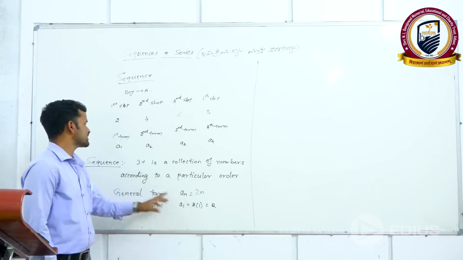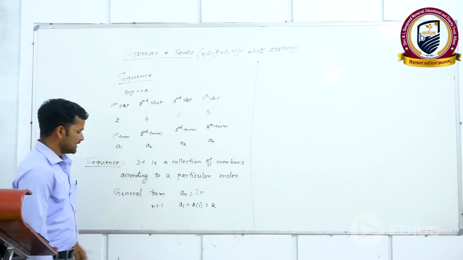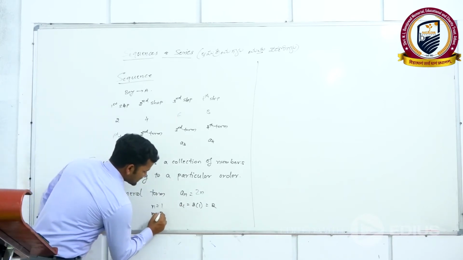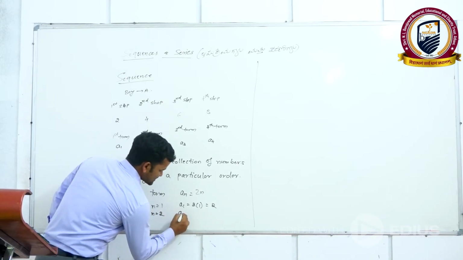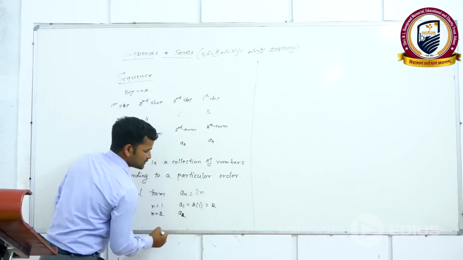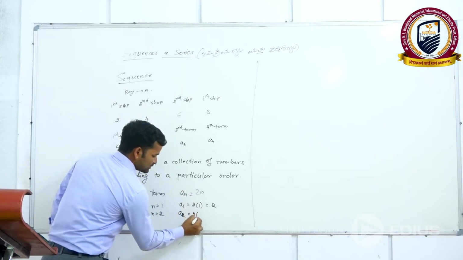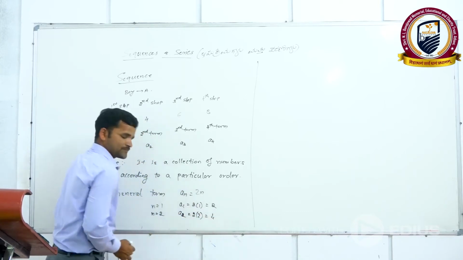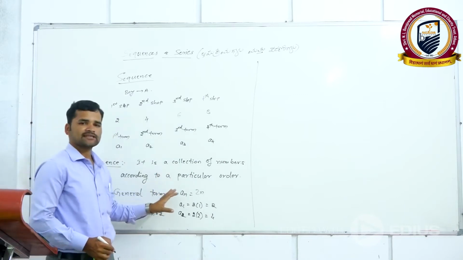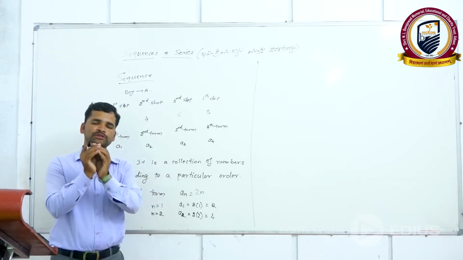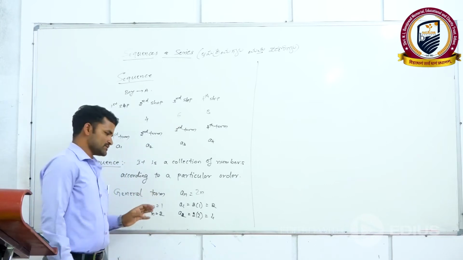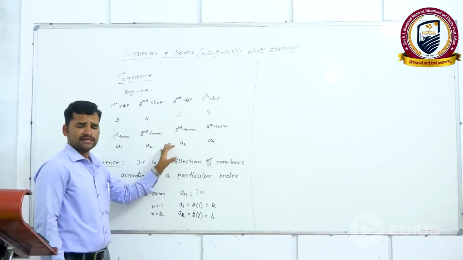Means it is giving us the first term. Next, if I substitute n is equal to 2, what does it give us? It gives us a2, the second term. What is that? 2 into 2 means 4. This is the general term. In that general term, if we substitute a particular number, it gives us the term in that position.